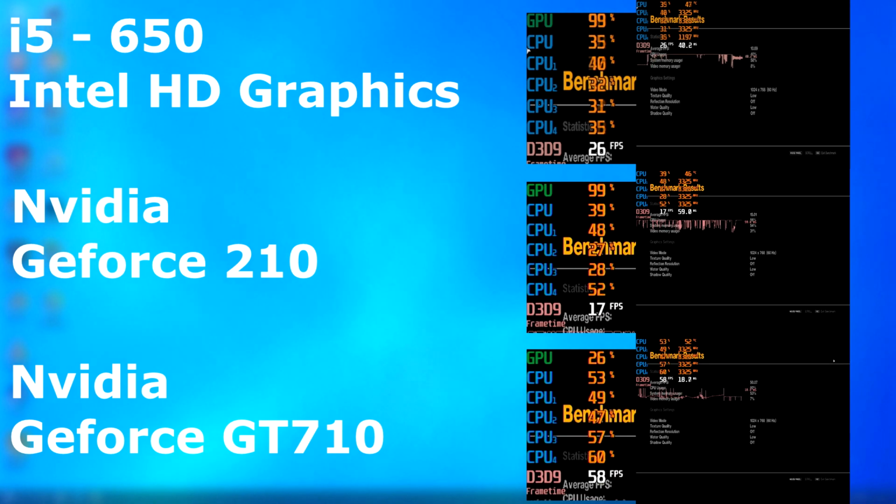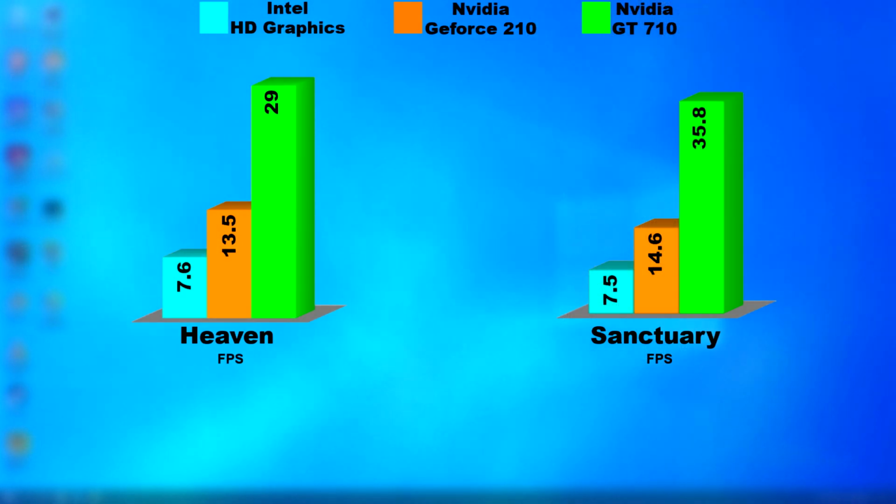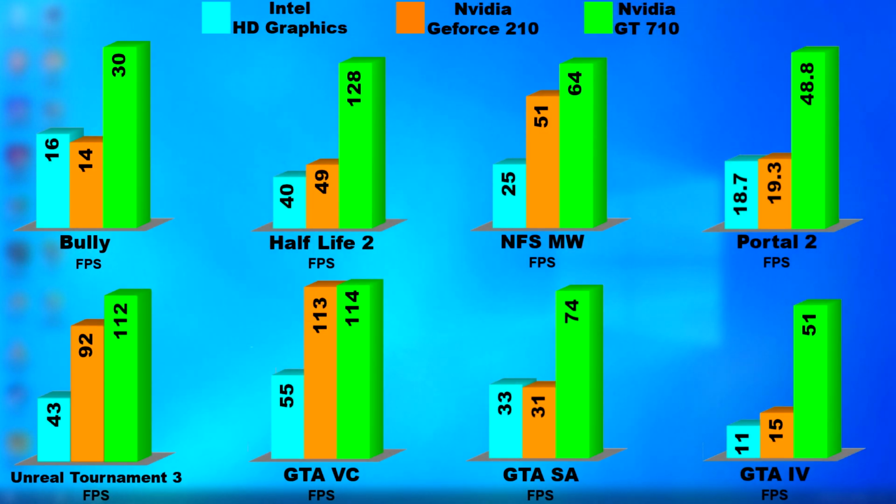Where the 210 averaged 15 FPS, the 710 actually averaged 51. So again, neither the 210 nor the 710 were really built to be good performers when it came to gaming. They were mostly meant to be used for regular 2D tasks, but some had no choice but to use either one of these to game with.